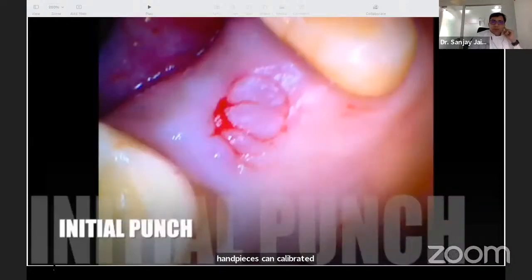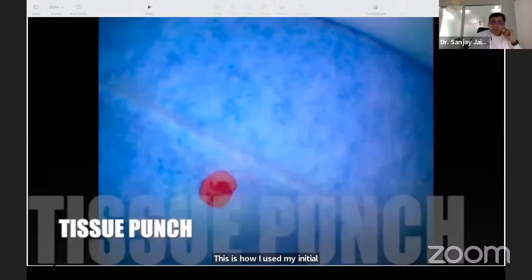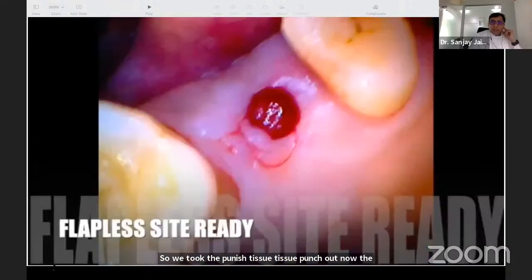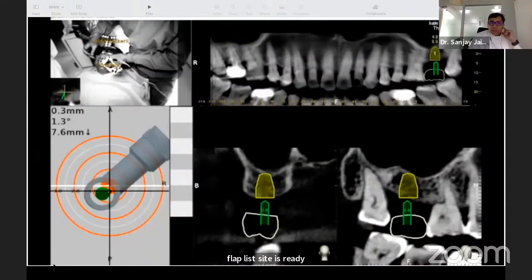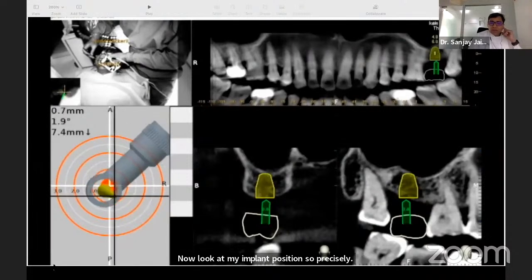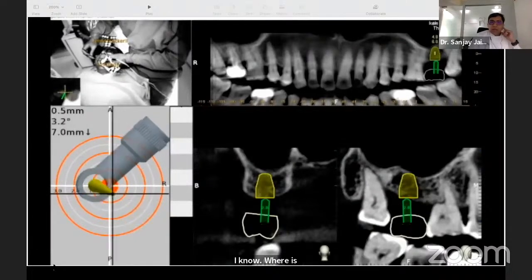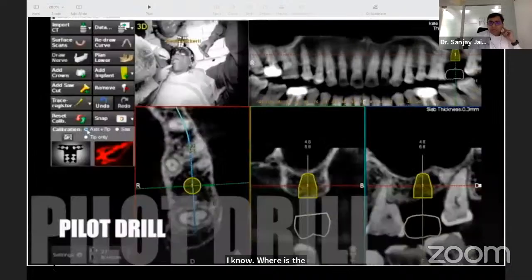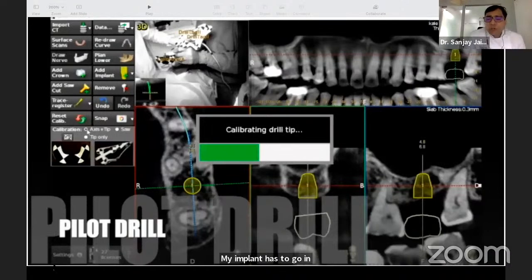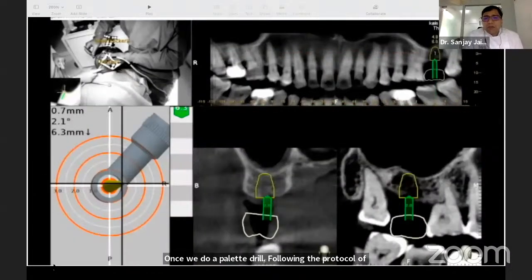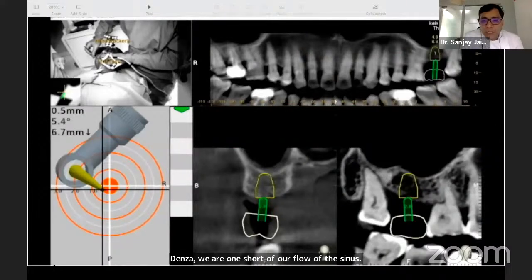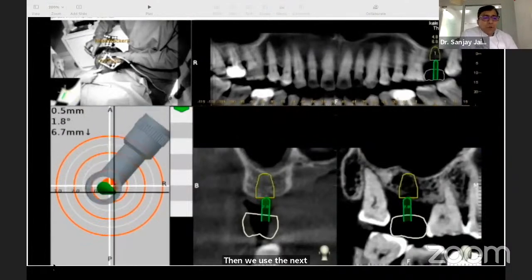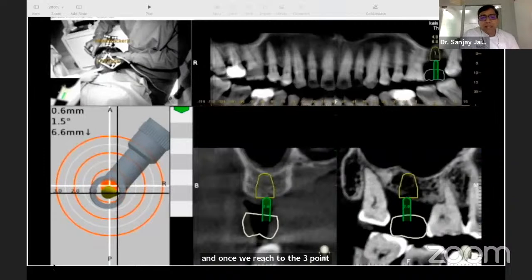this is how I use my initial punch. So we took the tissue punch out. Now the flapless site is ready. Now look at my implant position. So precisely I know where my implant has to go in. Once we do a pilot drill, following the protocol of DENSA, we are 1 mm short of the floor of the sinus. Then we use the next drill, that also we go 1 mm short. And once we reach the 3.0 diameter DENSA burr drill, that's when I'm going to lift the sinus up.